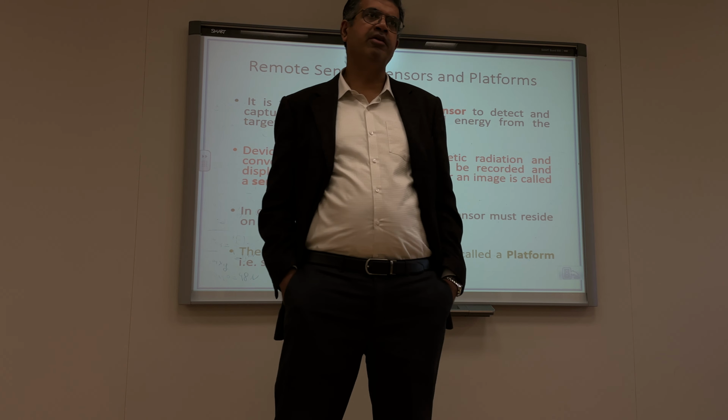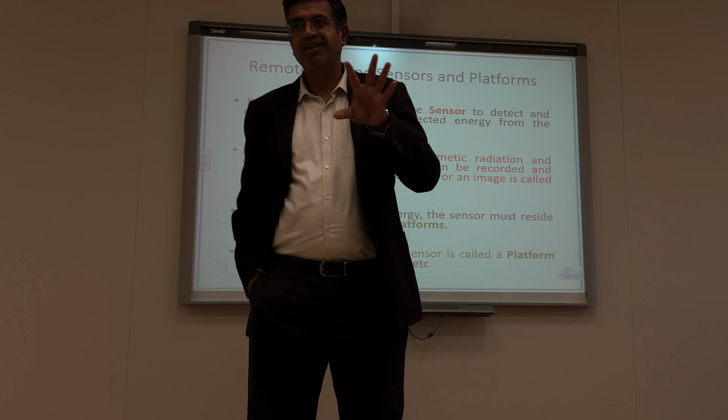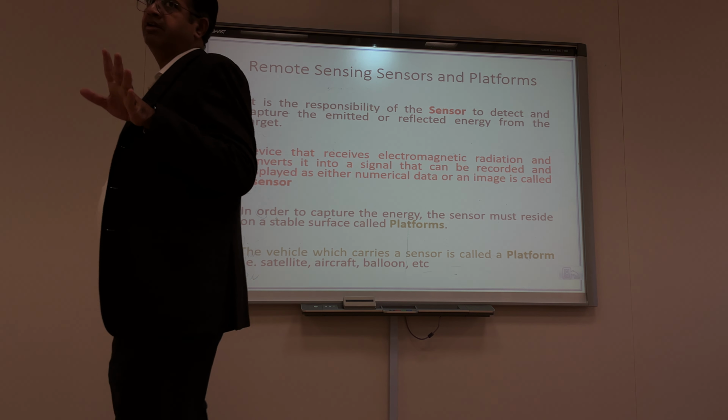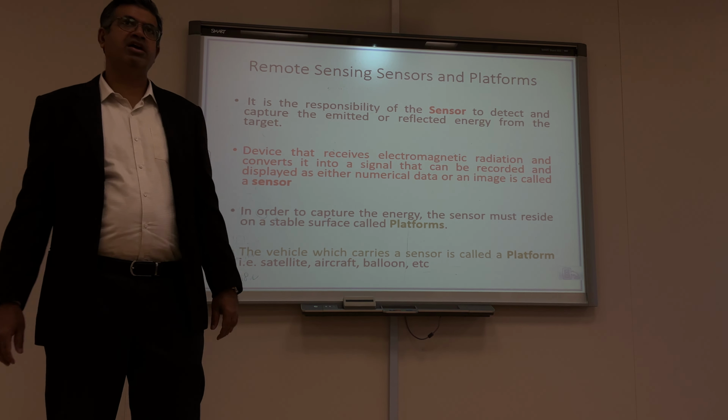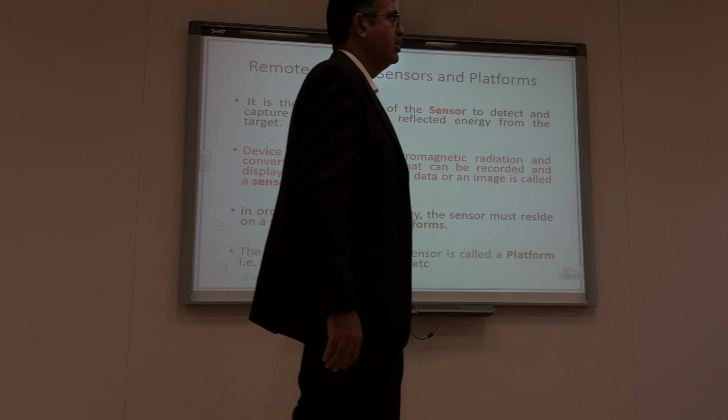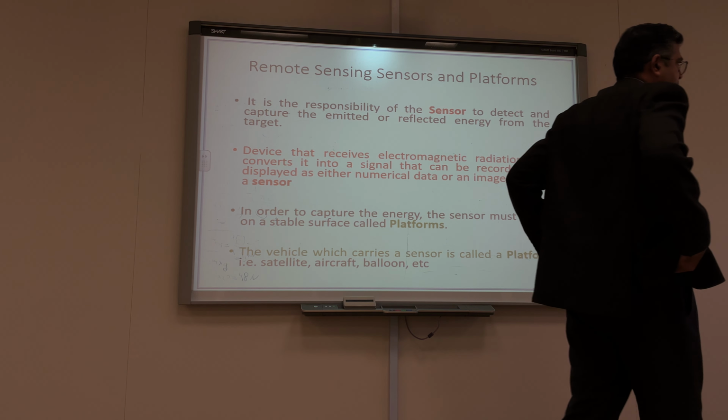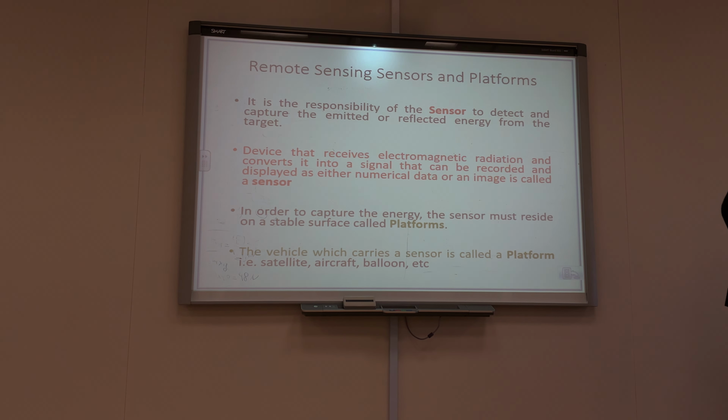Satellites are space-based platforms. So a satellite is not a sensor. A satellite is a platform. To the satellite, you have different sensors attached, which are taking images of the Earth's surface. And what about the ground-based platform? Any example?